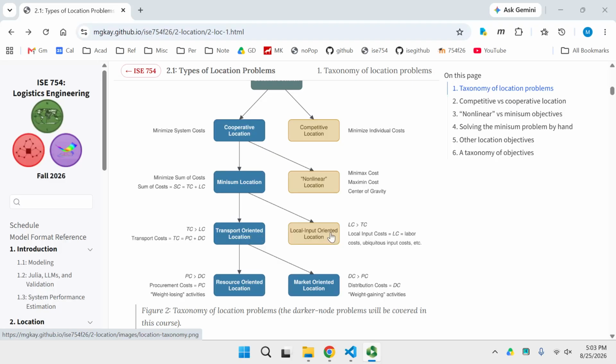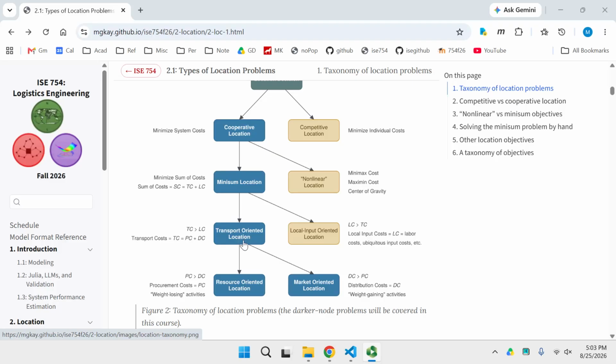Local input oriented location includes other things like taxes, labor cost, etc. Again, that's important if you're doing a proper location. In our case, we're going to be looking at primarily just how location impacts transportation in particular.